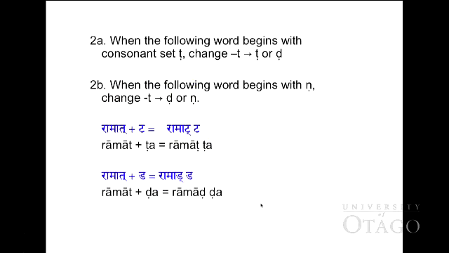Now, rule number 2. When the following word begins with consonant set ṭ, change T to ṭ or ḍ. And when the following word begins with ṇ, we can change T to ḍ or ṇ. Let's see from this example. Tat ṭa, so change T to ṭ. Tat ḍa, change T to ḍ. Over here.